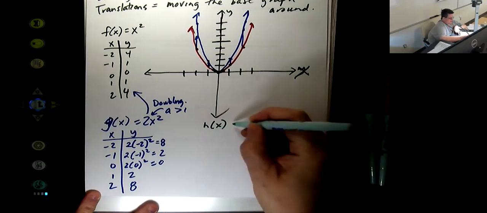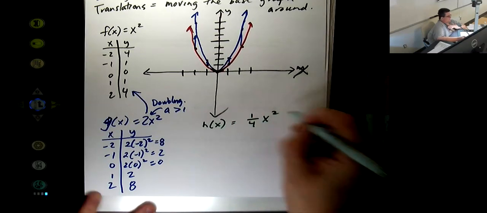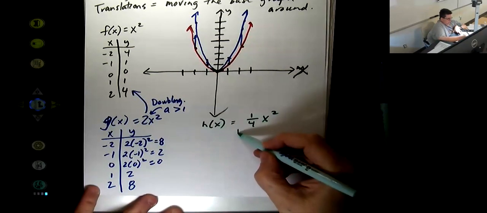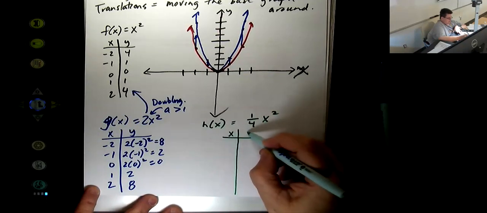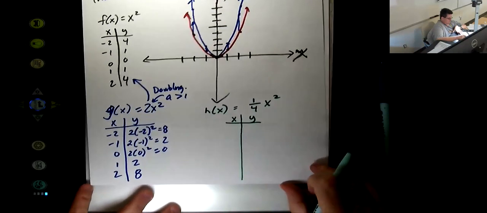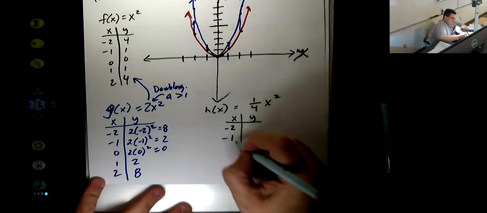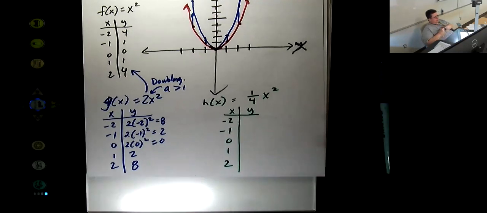What if we have something like, I don't know, 1/4 x squared? Why don't you guys take a second and figure out what happens with the values on these? When you plug in those values, see what you get, and we'll do them as a group in a minute or so.